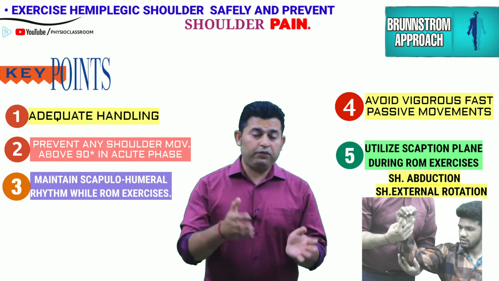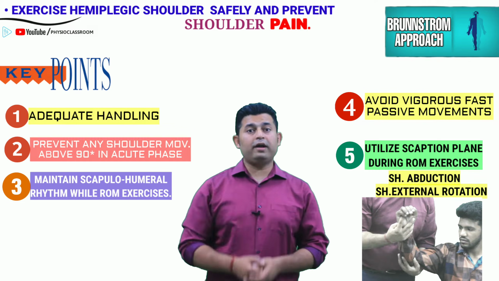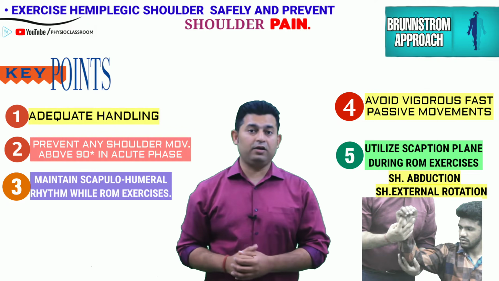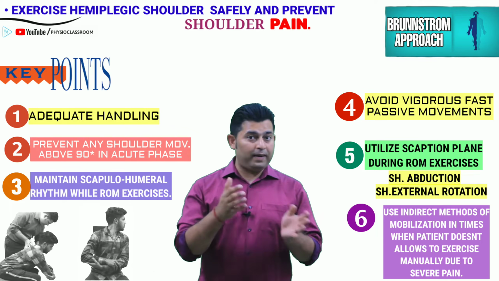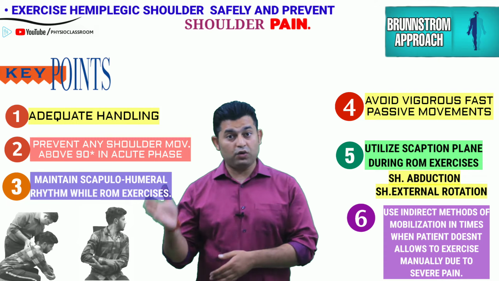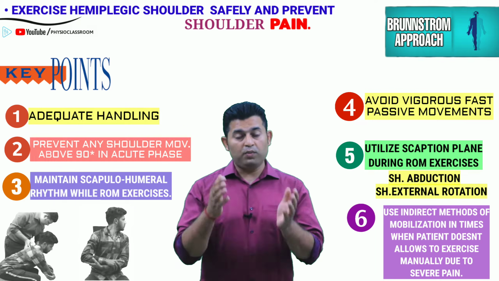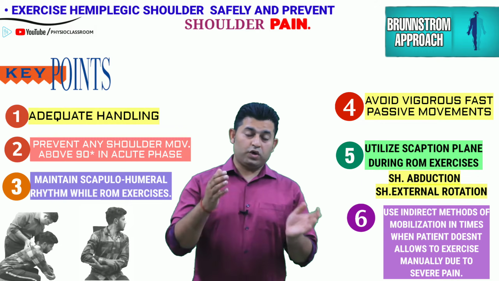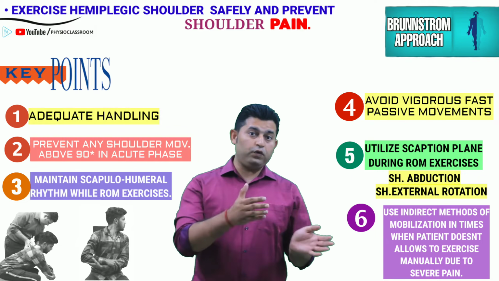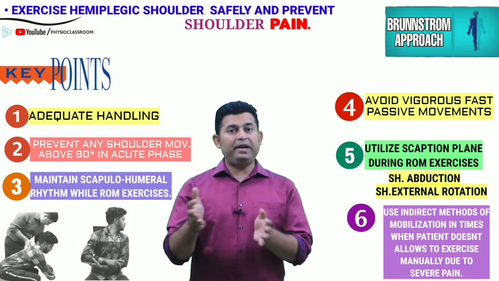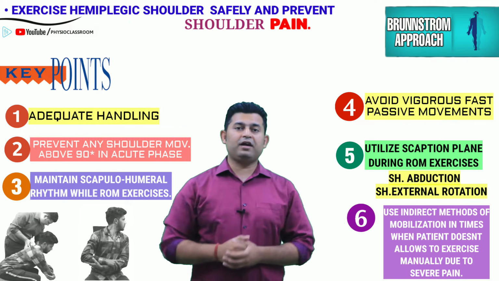Number 5, preferring the plane of scaption for improving the range of shoulder abduction and external rotation. And finally, using indirect methods of mobilization to treat hemiplegic shoulder pain when the patient is too apprehensive to move the shoulder joint. So keeping this in mind, let's start with the practical demonstration of a few of such exercises that can be done in sitting position to prevent and treat hemiplegic shoulder pain.